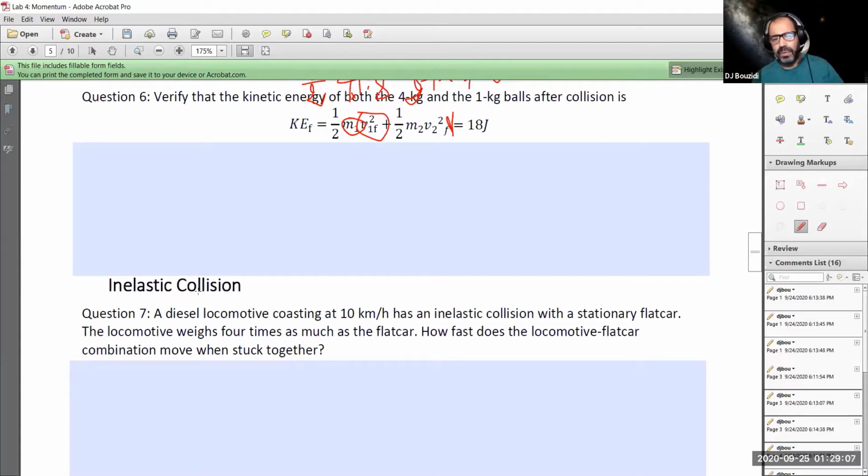Inelastic collision now. So this is the problem that we have in here. A diesel locomotive coasting at 10 kilometers per hour has an inelastic collision with a stationary flat car. So the car was not moving, okay? The locomotive weighs 4 times as much as this car. How fast does the locomotive combination move when it strikes the other one? So here is the deal. Use just the conservation of momentum.